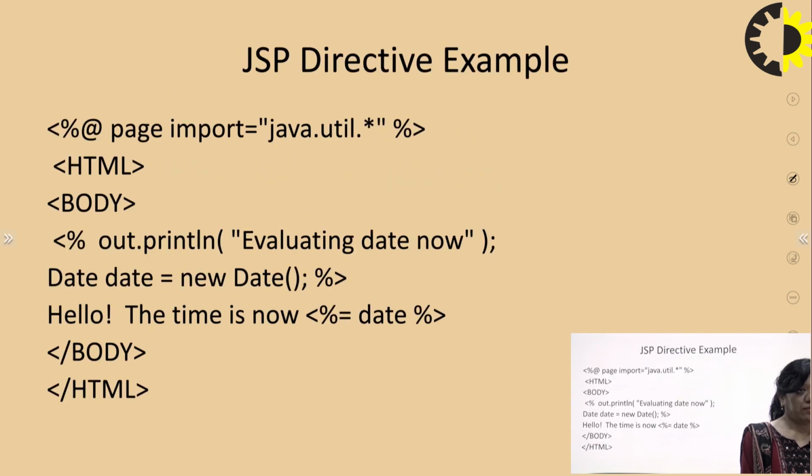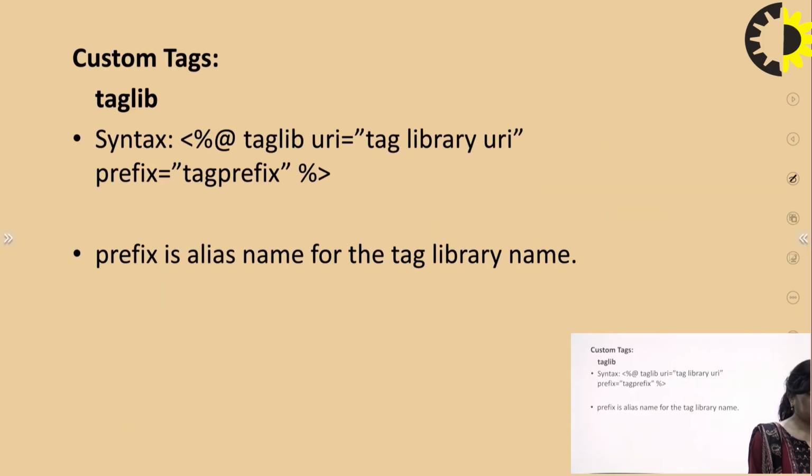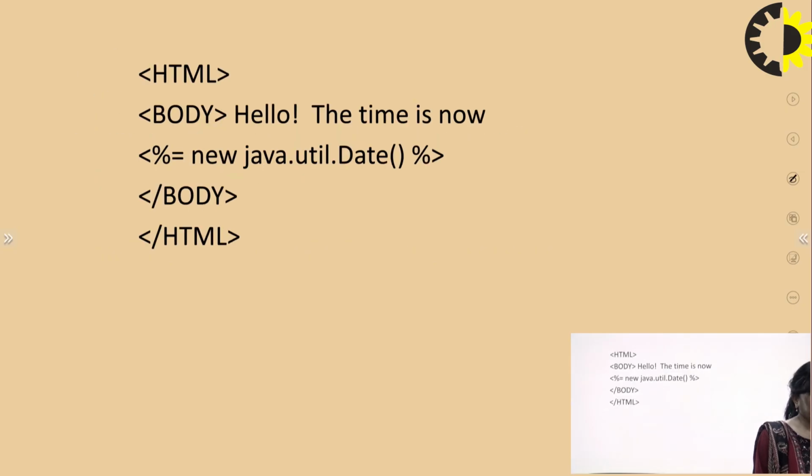Now I am going to explain this example related to directive taglibs. In the body tag, we will print hello and we want to print the current time. So in the include tag, we will write new java.util.Date, meaning the current date which we are going to display. This statement we will write in the body tag of our web page.